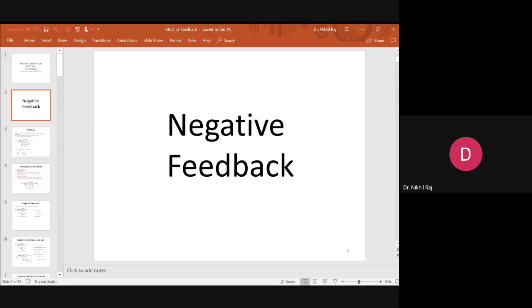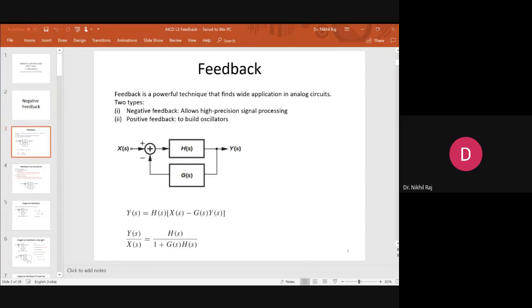So we have seen there are two types of feedback. One is positive and negative. Though positive we have not covered. So positive is used in design of oscillators and negative is used in the design of amplifiers for the high precision. So whenever we apply feedback, how to analyze the feedback, there are certain methods.